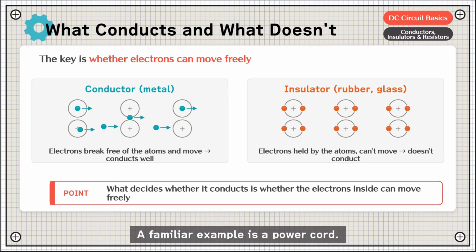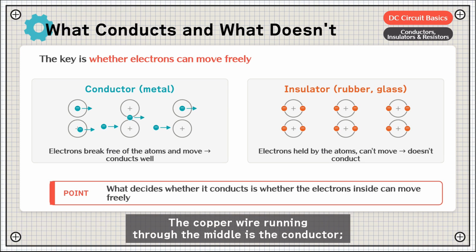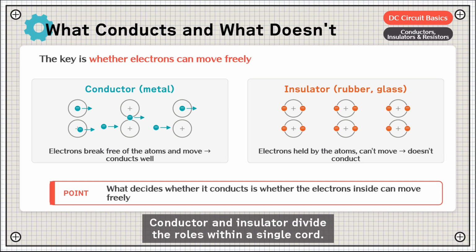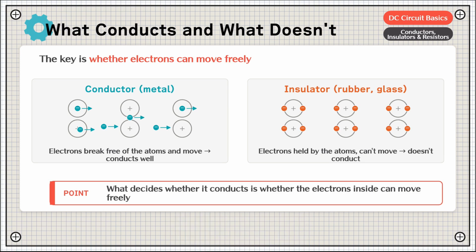A familiar example is a power cord. The copper wire running through the middle is the conductor. The rubber or vinyl sheath wrapping it is the insulator. Electricity travels only inside the copper wire, and the surrounding sheath keeps it from leaking out. Conductor and insulator divide the roles within a single cord.